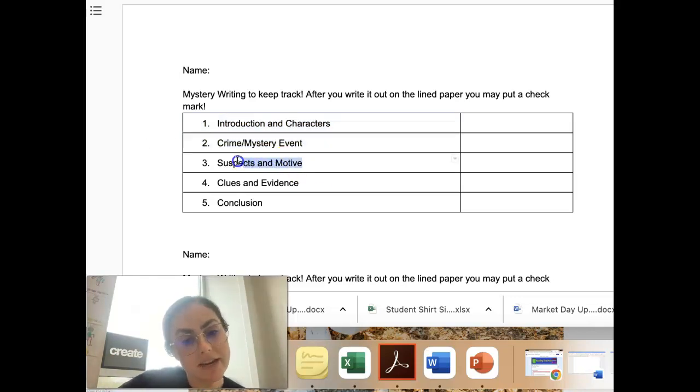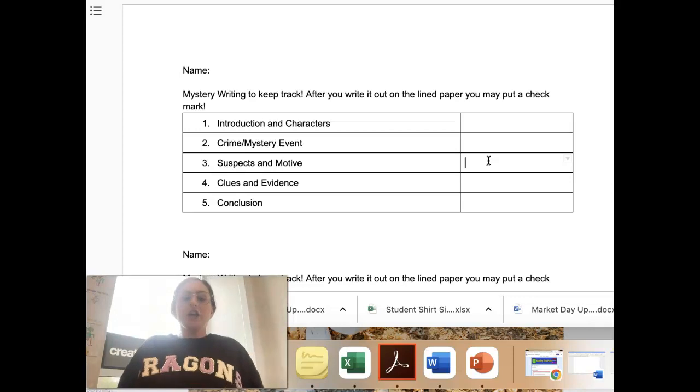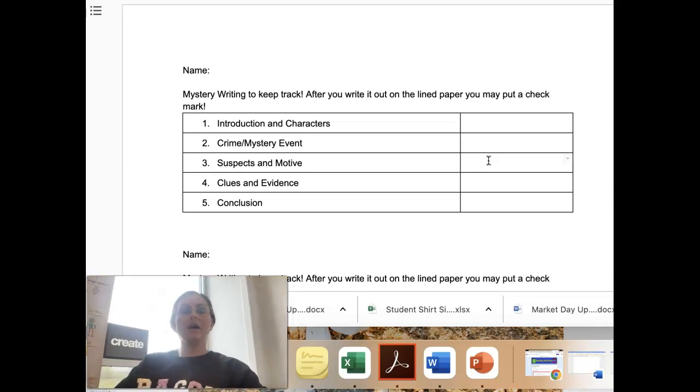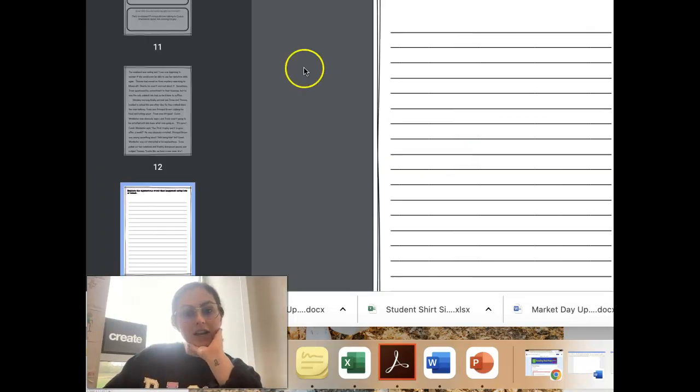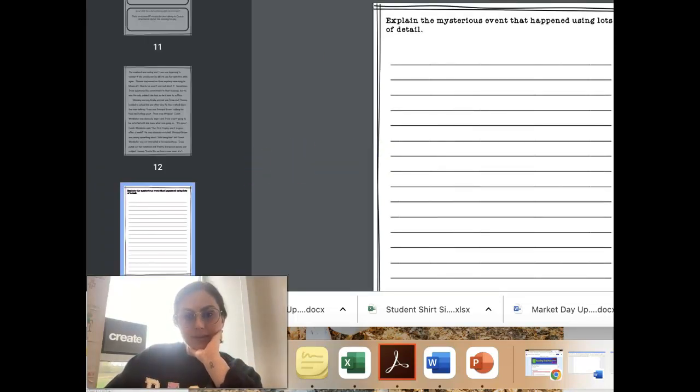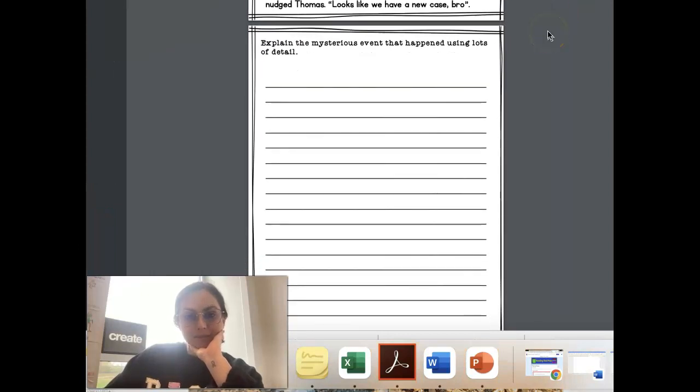Yesterday, we learned the suspect and motive, and after the substitute checked that, then you were able to write on the lined paper. We are going to pause there, though, so make sure everyone's caught up to speed. If you have completed the introduction and character page, the crime and mystery event, and suspect and motive on the lined pages, you may go ahead and do some free writing. If not, try your best to complete these three. Again, they're going to be on the lined pages, okay? So that's what needs to happen.